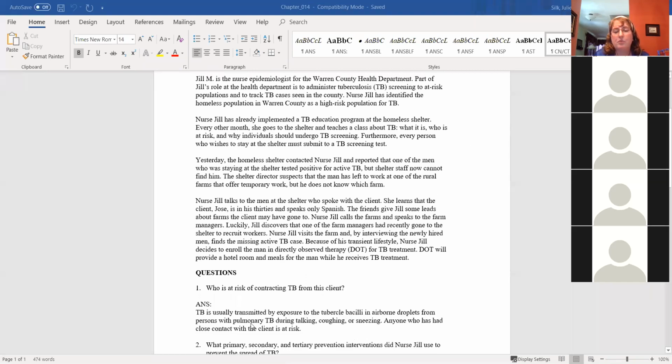So on this thing, I have it on the screen here. It just says TB is usually transmitted through exposure to the tuberculous bacilli in airborne droplets from persons with pulmonary TB, when you're talking with them, coughing, sneezing, and they're in close proximity. Anyone who has had close contact with the person is at risk. So even if he took a bus, or hitched a ride with someone, those people would be at risk. So anyone that came in contact with him.